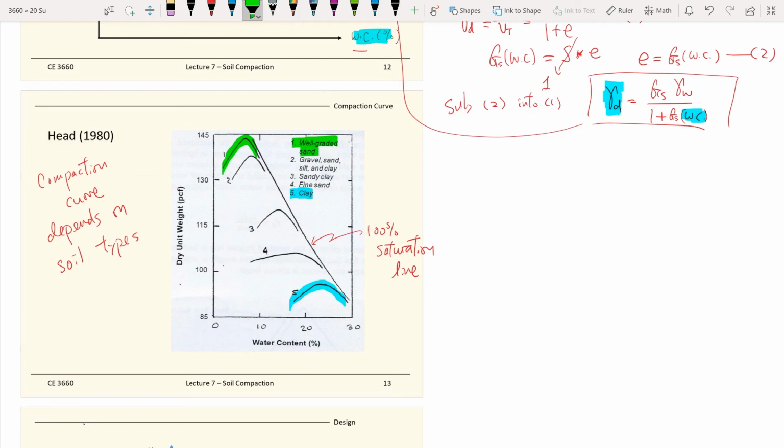Also, you realize the details: there's a difference between well graded versus poorly graded. Hopefully this terminology all makes sense to you. Well graded means the sand has good representation of all the sizes across the grain size distribution, versus poorly graded material, where you only have one dominant type of particle.